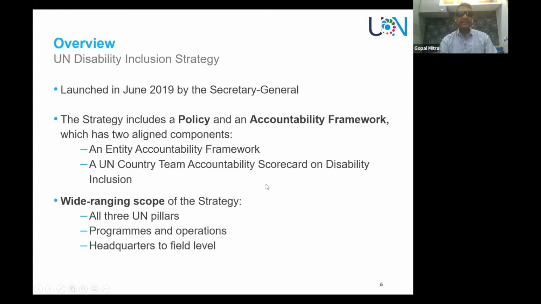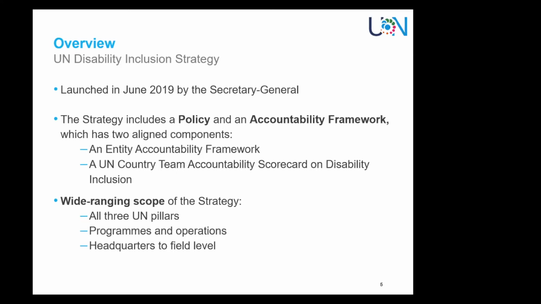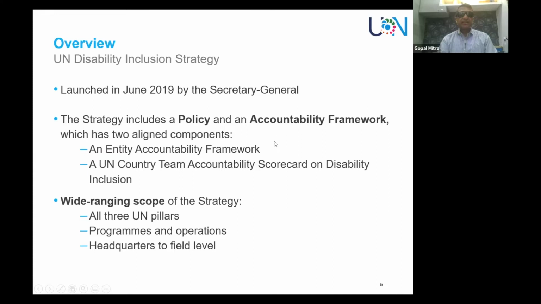Coming on to the next slide, Nick. The UN Disability Inclusion Strategy was launched in June 2019, about 3 years back, by the Secretary General to bring about lasting and transformative change in the work of the UN on disability inclusion. The strategy has a wide-ranging scope. It covers both programs and internal operations. It covers all 3 pillars of the UN's work: development, human rights, peace and security. And it applies to our work in headquarters, regional offices, and at the country level.